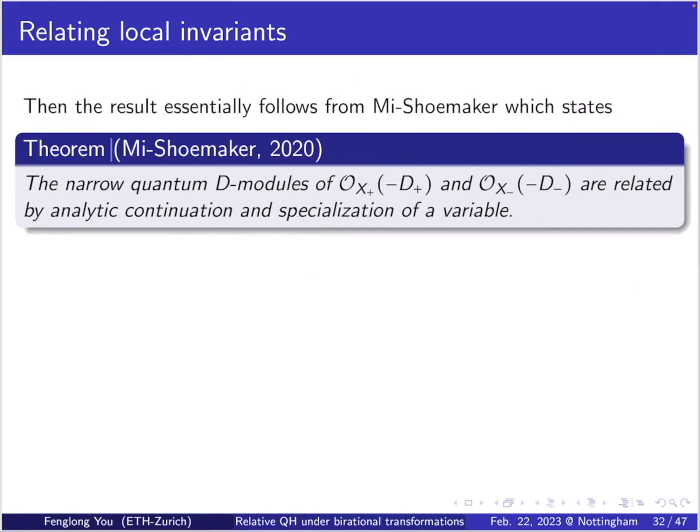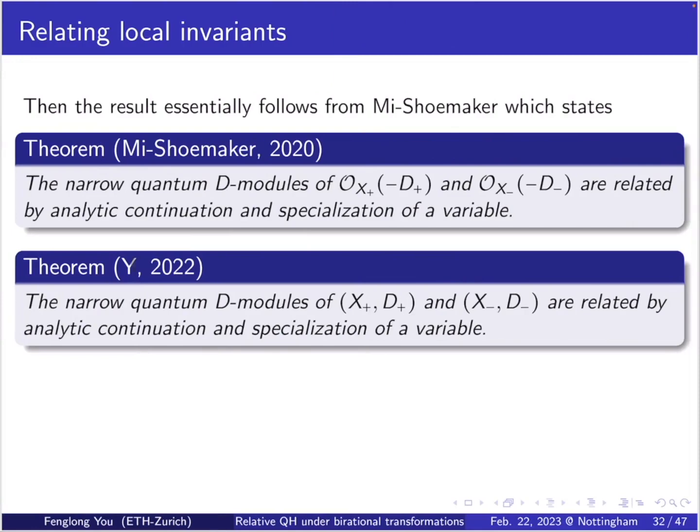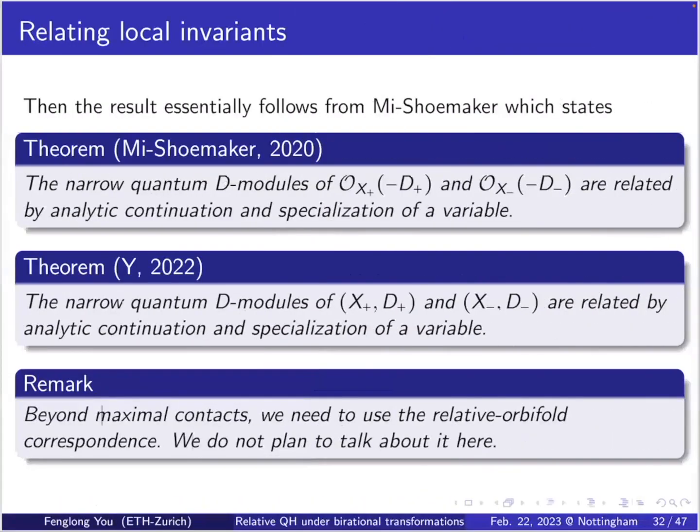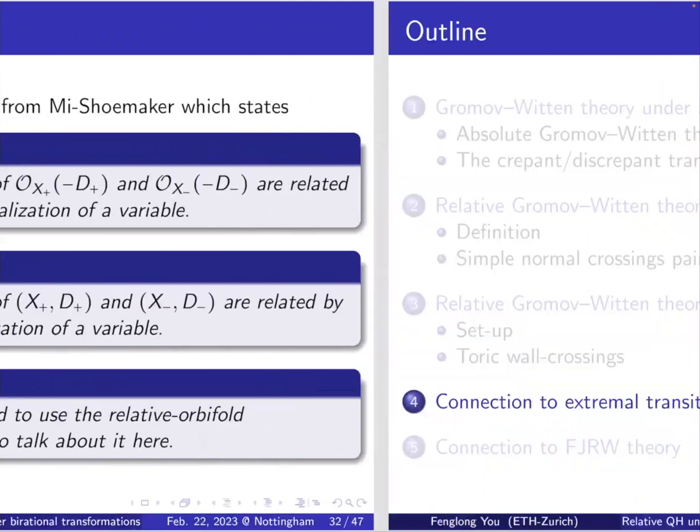So this result follows from a result proved by me and Shoemaker. That implies that if we study the relative quantum cohomology of the pair, then they are also related by analytic continuation and specialization. So in the paper by me and Shoemaker, they study this canonical bundle, and they study this total space of the bundles. And that's not important here now.